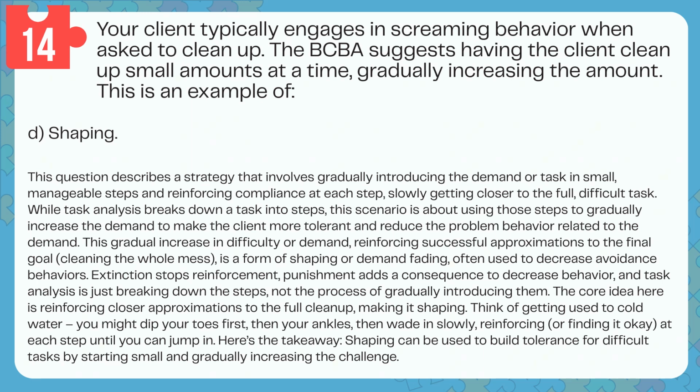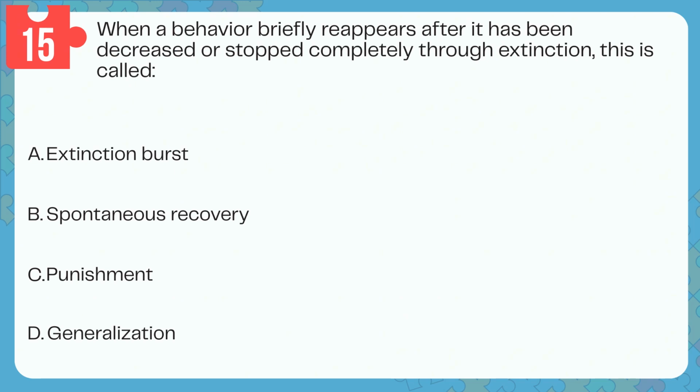Question 15. When a behavior briefly reappears after it has been decreased or stopped completely through extinction, this is called A. Extinction burst. B. Spontaneous recovery. C. Punishment. D. Generalization. Answer: B.